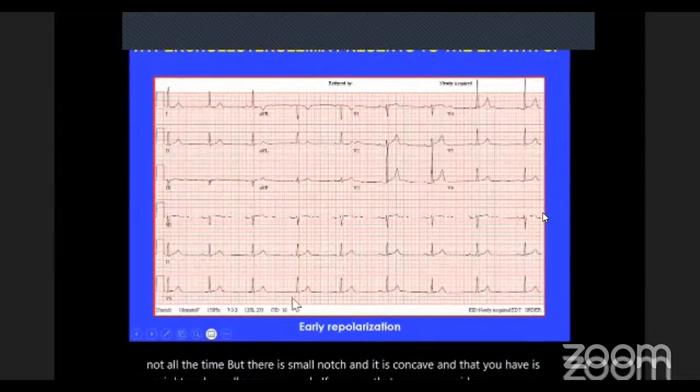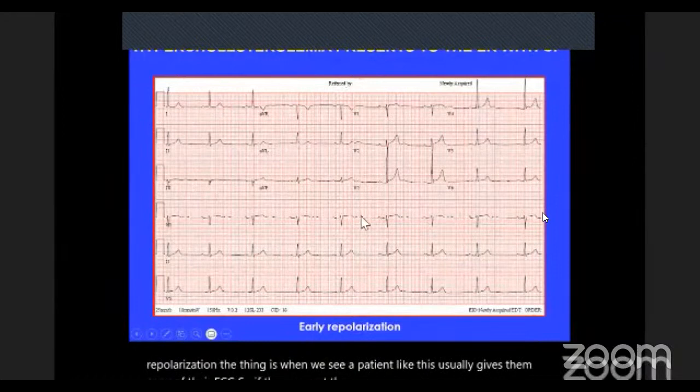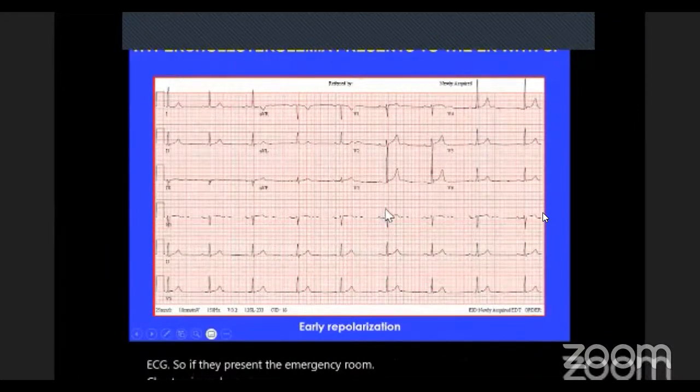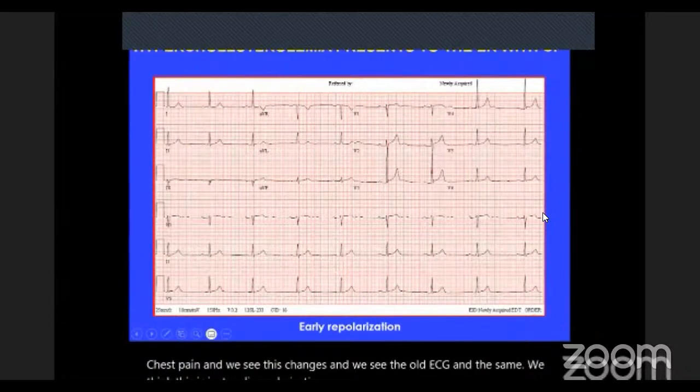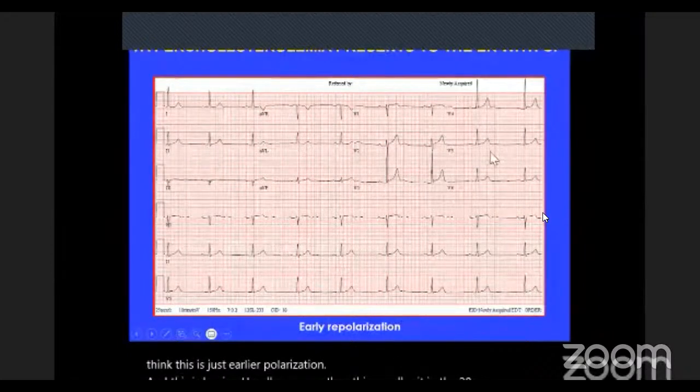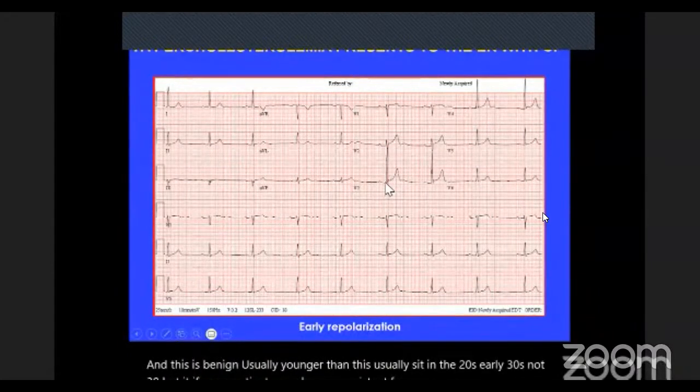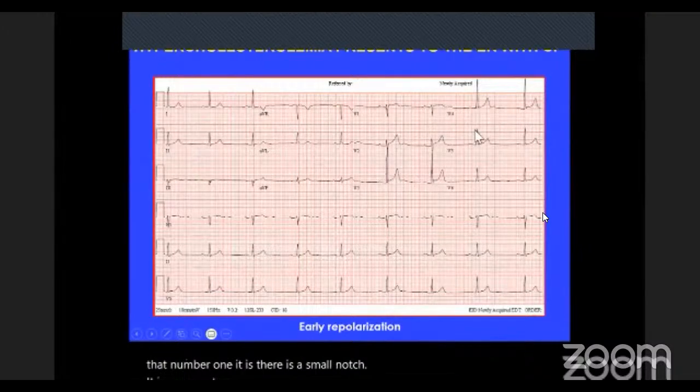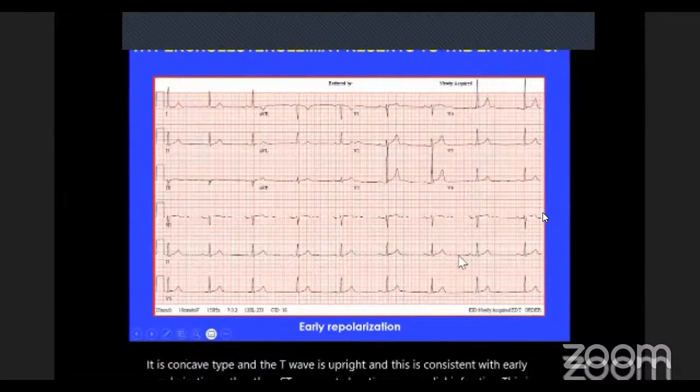The thing is, when we see a patient like this, usually we give them a copy of their ECG. So if they present to the emergency room with chest pain, and we see these changes, and we see the old ECG is the same, we think this is just early repolarization, and it's benign. Usually they are younger, in the 20s or early 30s, though some patients may have it persist for some time. But the clues here are, number one, there is a small notch, it is concave, and the T wave is upright, which is consistent with early repolarization rather than ST segment elevation myocardial infarction. This is a benign condition.